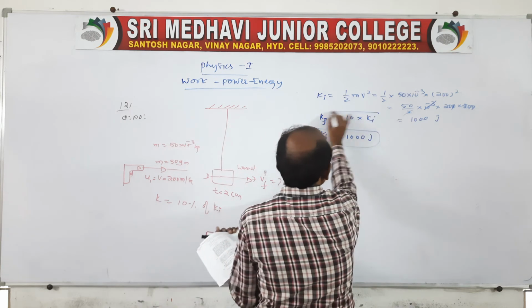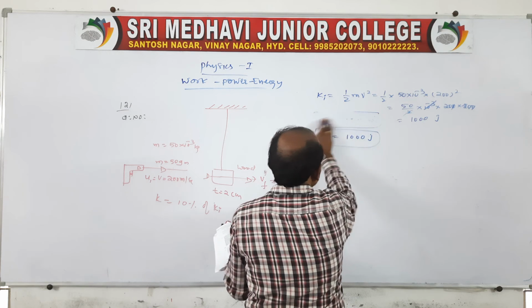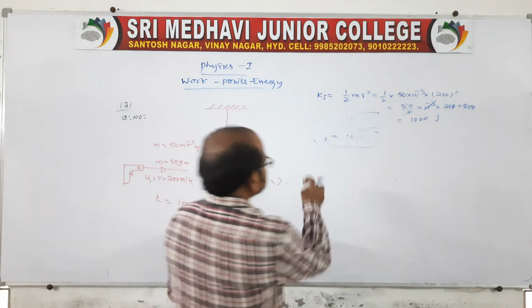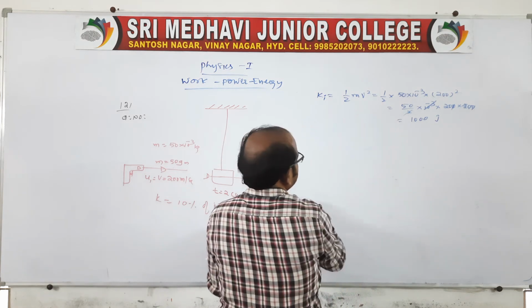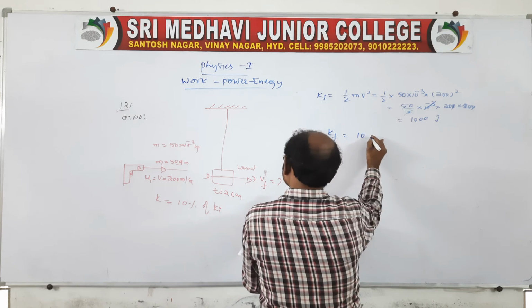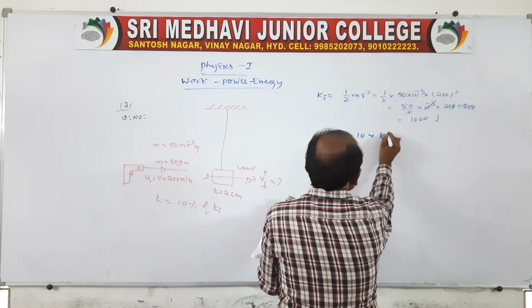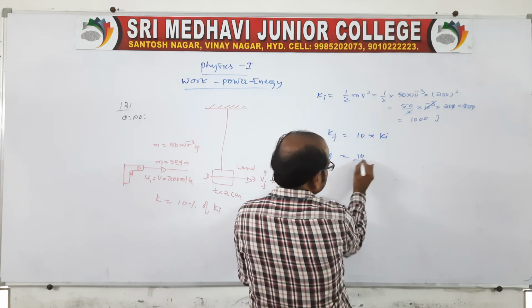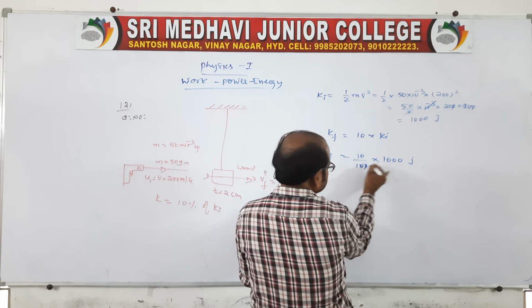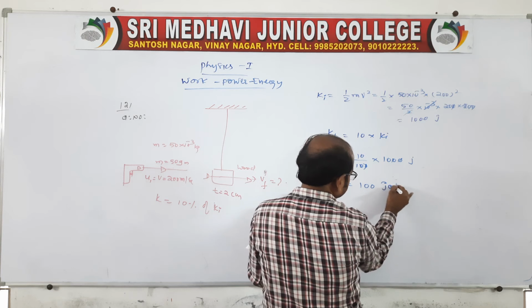This is the initial kinetic energy. Therefore the final kinetic energy is 10% of the initial kinetic energy. So 10% means 10 by 100 into 1000 joule. You cancel these, therefore the final kinetic energy will be 100 joules.